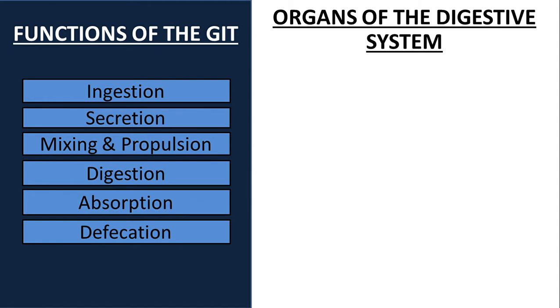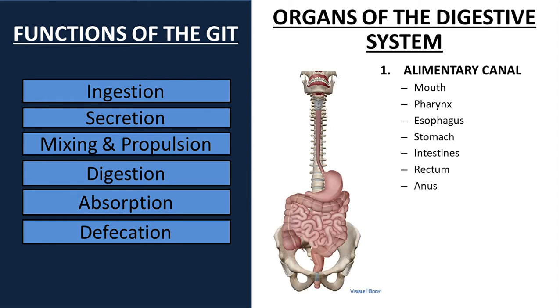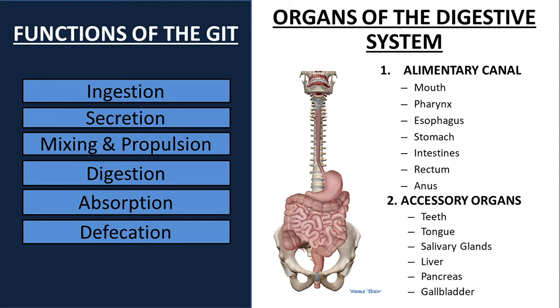Then for the organs of the digestive system, you have two categories: your alimentary canal and your accessory organs. The alimentary canal is also known as your gastrointestinal tract, and it is this long tube that connects your mouth to your anus. This also includes your pharynx, esophagus, stomach, intestines, and your rectum as well. Your accessory organs are organs that don't necessarily need to have contact with food, but nonetheless, they help with digestion by secreting enzymes or juices. So we have your teeth, salivary glands, tongue, liver, pancreas, and your gallbladder.